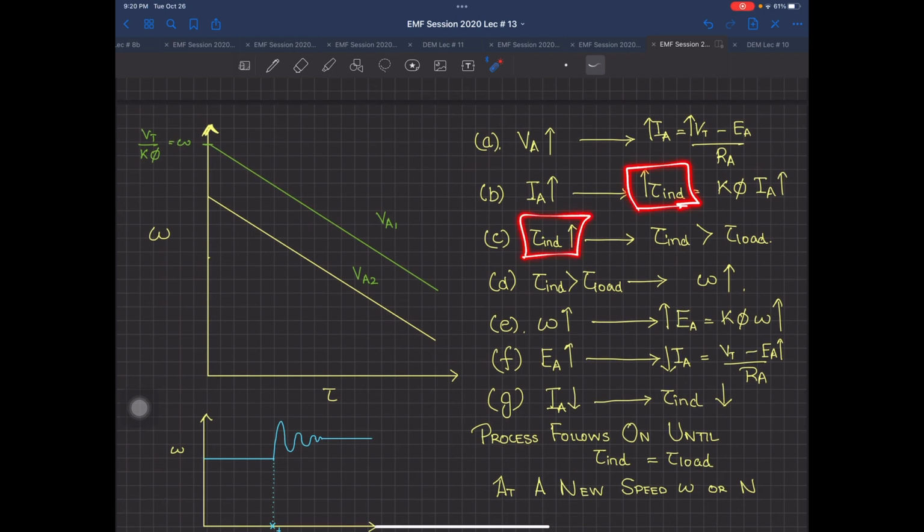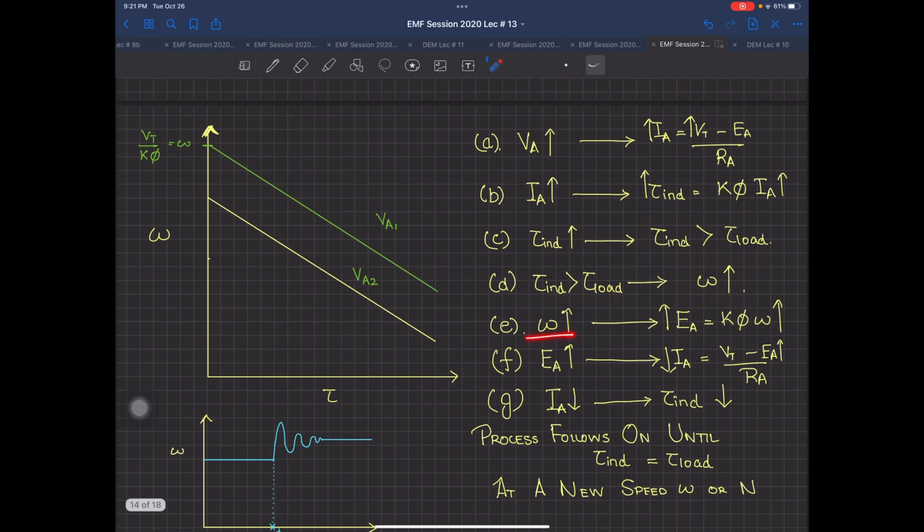Now when the torque is increasing, it is certainly going to go beyond your load torque, which is the demand on your machine. So T induced is going to be greater than T load, and when this happens, as we have done before, the speed of your machine will increase. Now the speed of the machine has increased. This will have an effect again, which means that K phi omega will increase. Why? Because K phi omega is EA; omega has increased, phi is still the same, K is still the same. So what will happen? EA will increase.